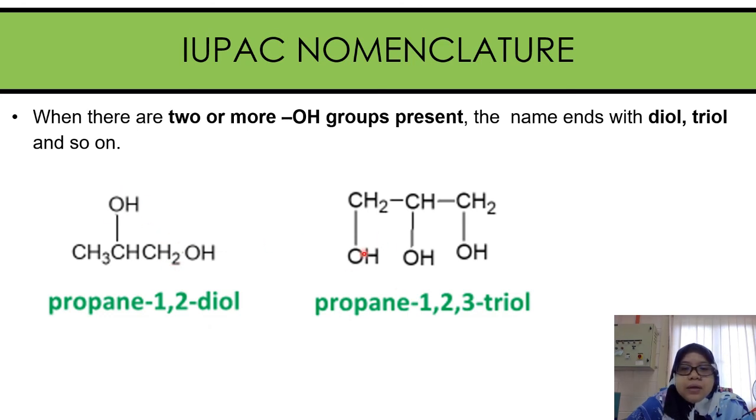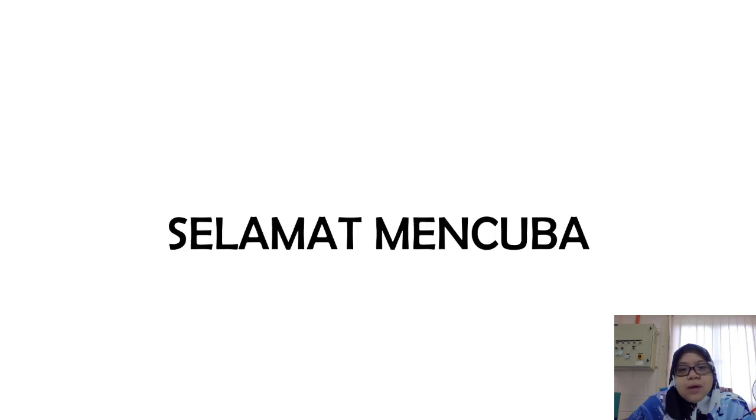For this one, we have 3 hydroxyl groups, so the name is propane-1,2,3-triol. It means the location of the hydroxyl groups is at carbon 1, carbon 2, and carbon 3. So propane-1,2,3-triol. So I think that's all for today.